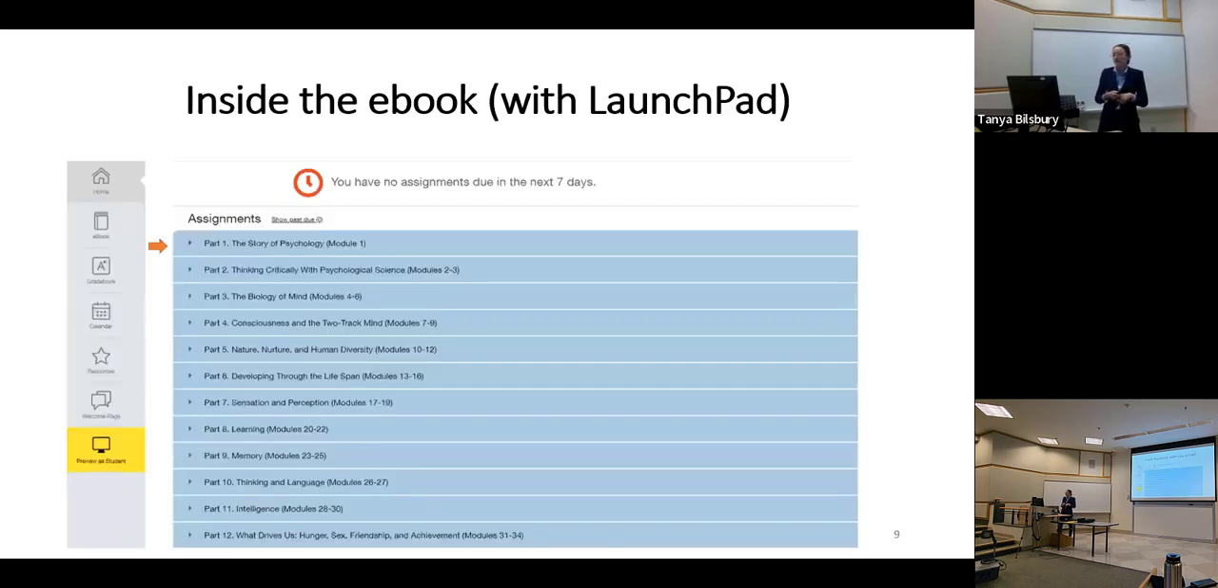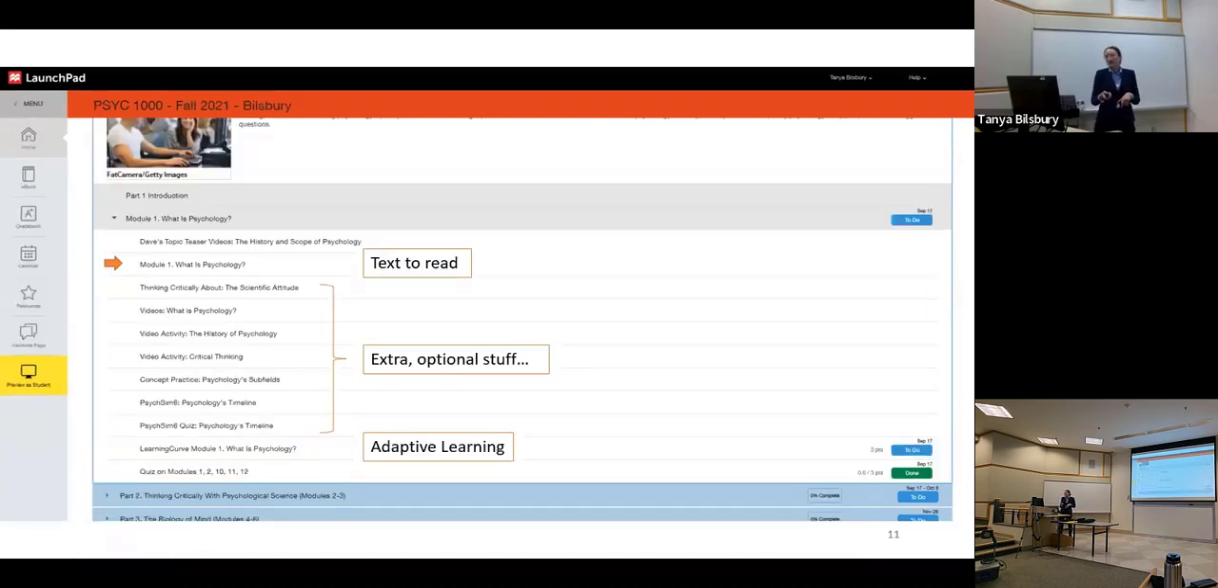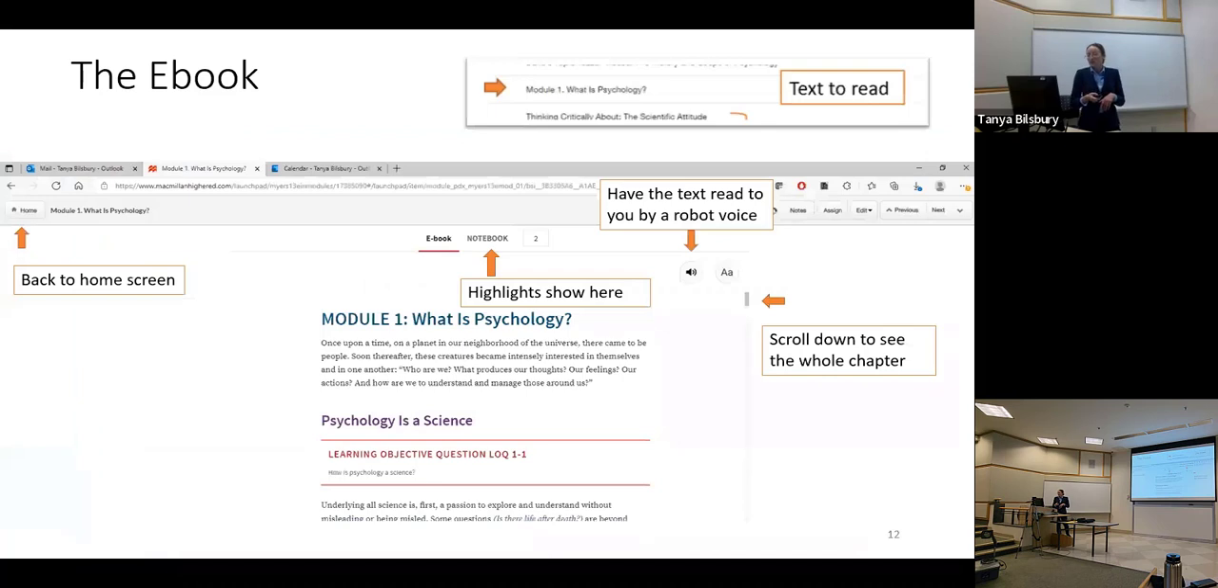So this is what the ebook looks like. You would find the reading for this week, The Story of Psychology, over here. When you open that menu, you'll find a lot of extra optional stuff if you got the Launchpad, all those bells and whistles. You can ignore that, or you don't need that, and you just go and read the module. What I do want you to notice is that sometimes this is useful for students with dyslexia.